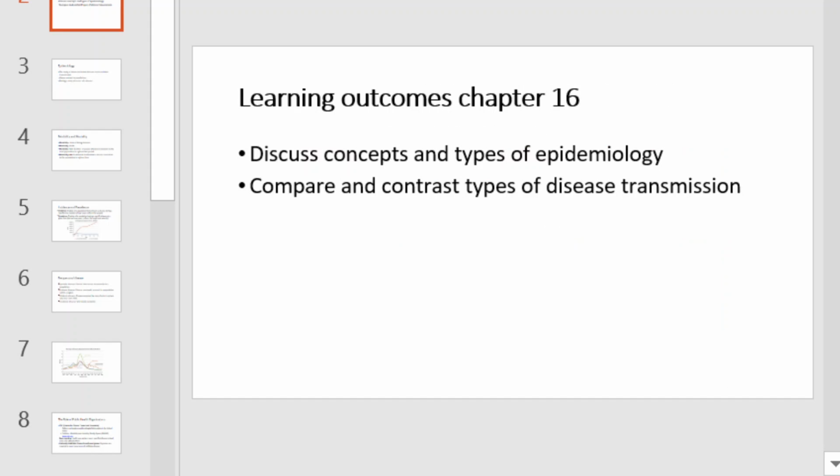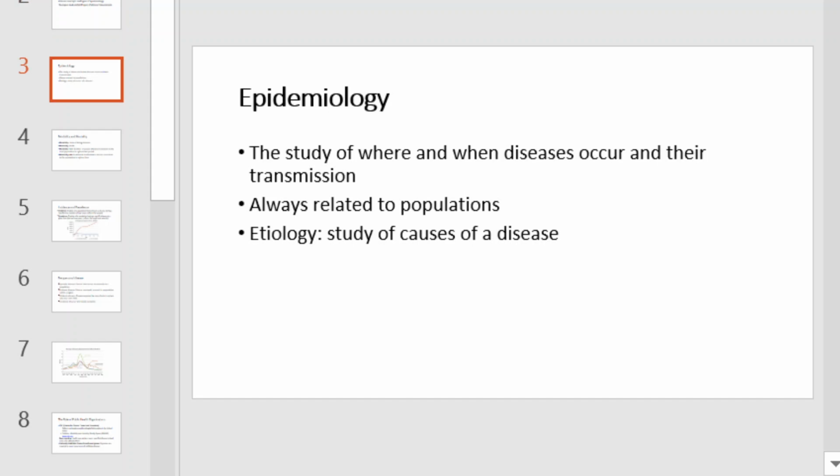Learning outcomes from Chapter 16 include being able to discuss concepts and types of epidemiology, and compare and contrast types of disease transmission. We begin today with a simple definition of the term epidemiology. Epidemiology is the study of where and when diseases occur and their transmission. It is always related to populations. Etiology is the study of a cause of a disease.